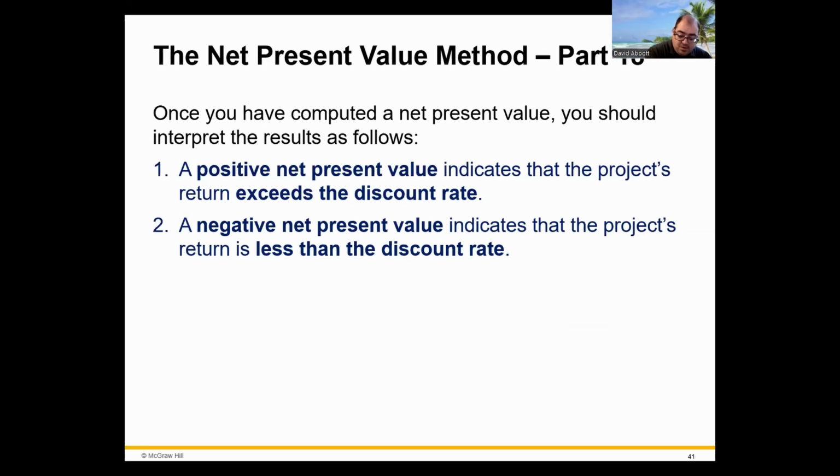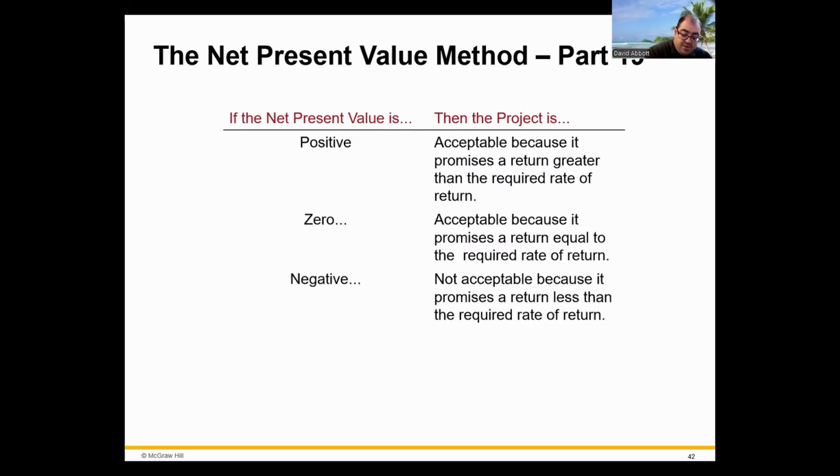A positive net present value indicates that the project's return would exceed the discount rate. A negative net present value indicates that the project's return is less than the discount rate. If the company's minimum required rate of return is used as the discount rate, a project with a positive net present value has a return that exceeds the minimum required rate of return and is therefore acceptable.